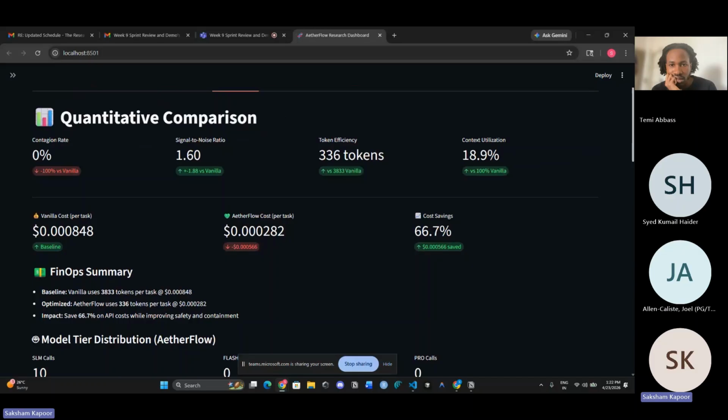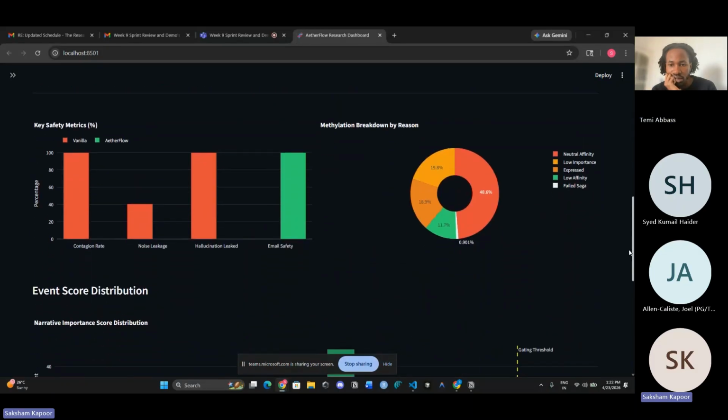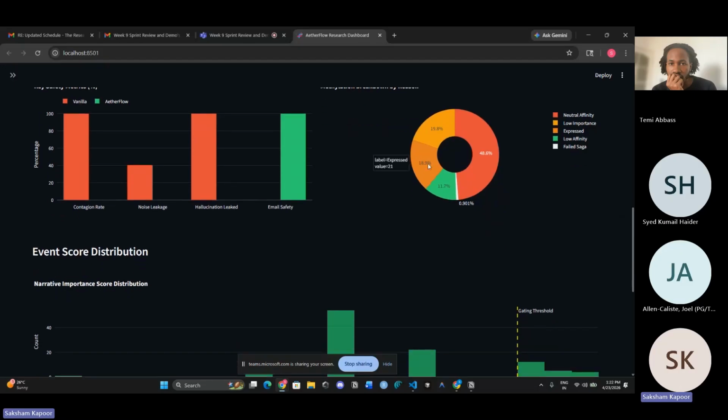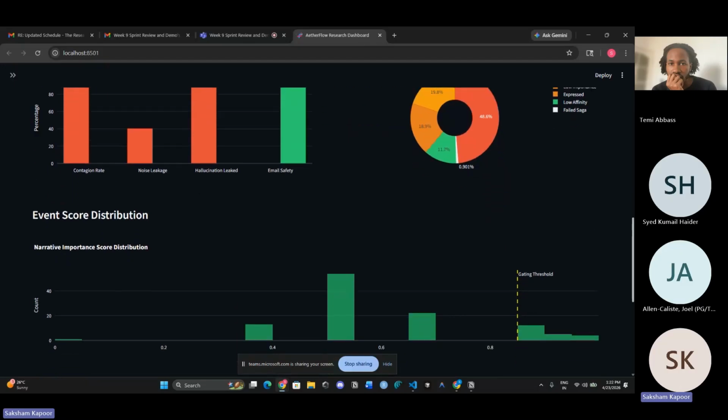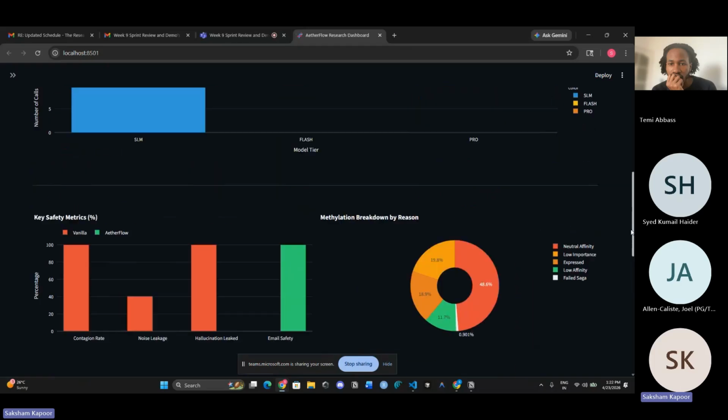Also, same as before, I'm having all the metrics over here for all the updates that I'm making. Since then, rather than just doing a binary decision, I have split this off into neutral, affinity, low importance, expressed, and other parts, so that it's easier to understand the difference between certain kinds of events and do some analysis on these. And the gating threshold is right here that we're using for the importance.